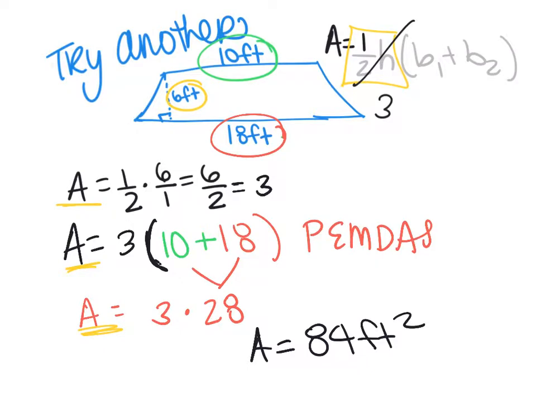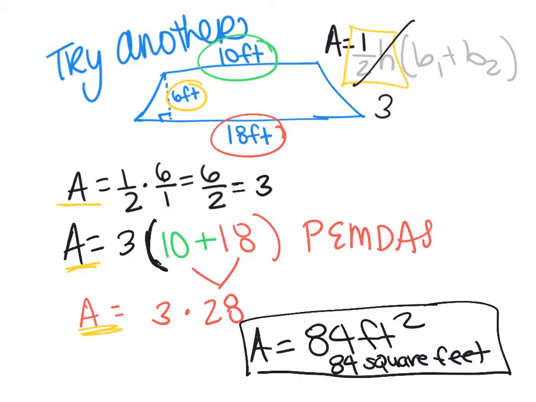Another way that you could write 84 feet squared is you could say 84 square feet, and that means the same thing. Often when we're talking about laying flooring or the square footage of a house, you'll hear that terminology, square feet instead of feet squared. So either way it works, it means the same thing.